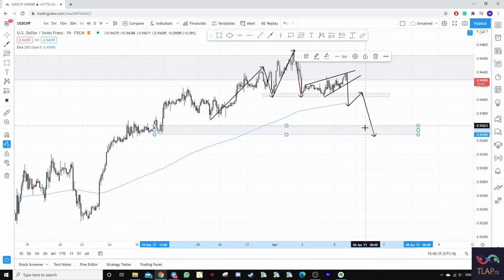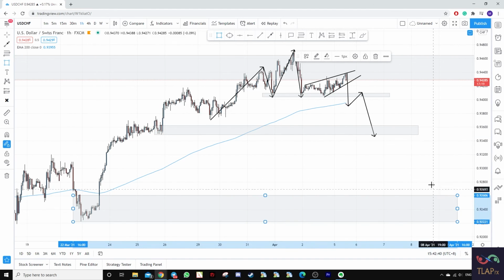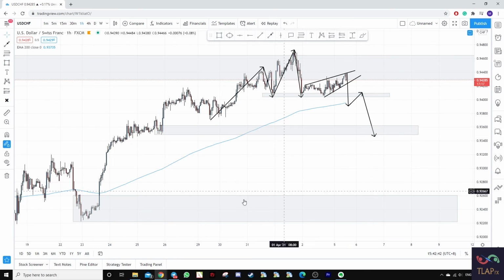And if price is able to break this level, we are seeing a strong move down towards this level over here. So this trade actually gives us a good risk to reward.